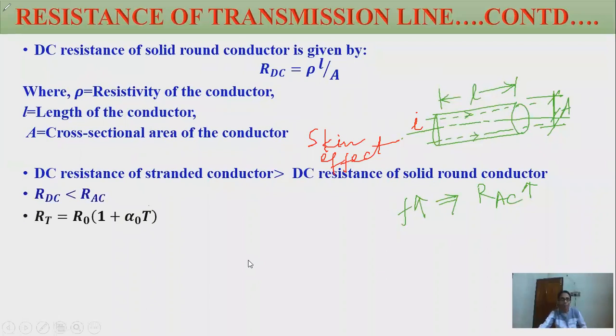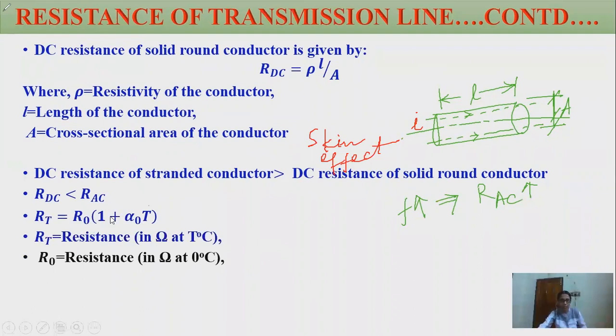Next one is the temperature. Effect of temperature on the resistance. We know the thumb rule, that one is also a very popular expression. RT equals R0 into 1 plus alpha 0 into T, where R0 is the resistance of the conductor at 0 degrees centigrade, in kiloohm of course. RT is the resistance in kiloohm at T degrees centigrade. Alpha 0 is the temperature coefficient of resistance at 0 degrees centigrade.